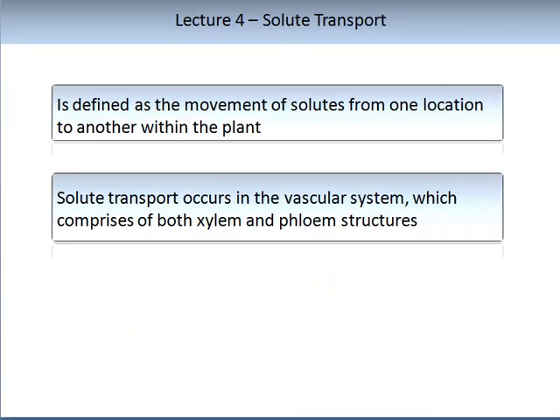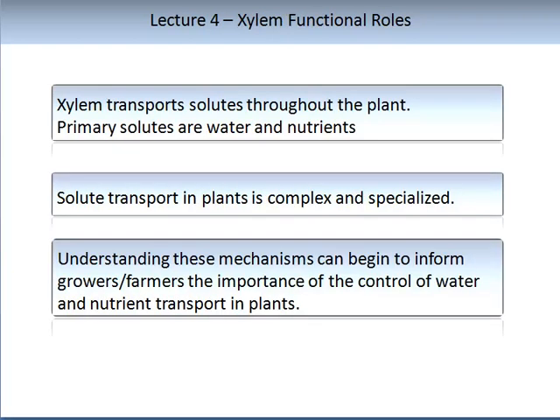Once a compound has entered through the root system, it then has to be moved around to its final location. This is called solute transport. It is defined as the movement of solutes from one location to another within the plant. Solute transport occurs in the vascular system, which comprises two structures, the xylem and the phloem. The xylem has some very important functional roles. The xylem transports solutes throughout the plant, primary solutes such as water and nutrients.